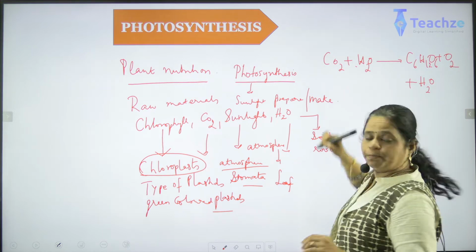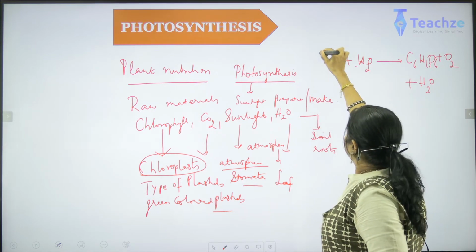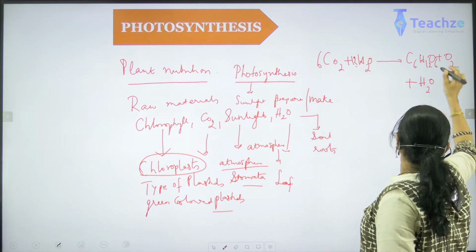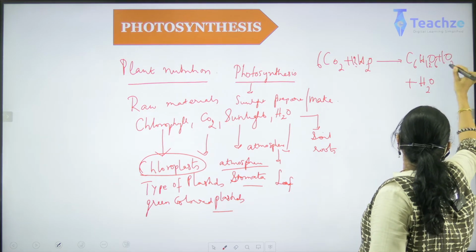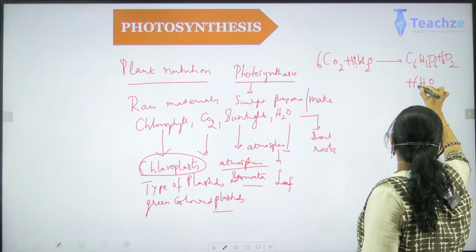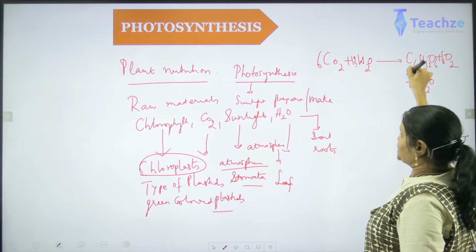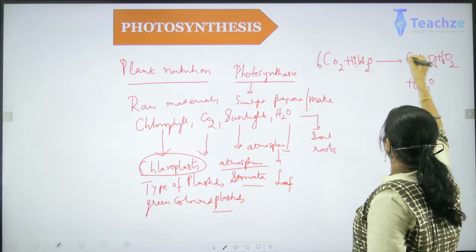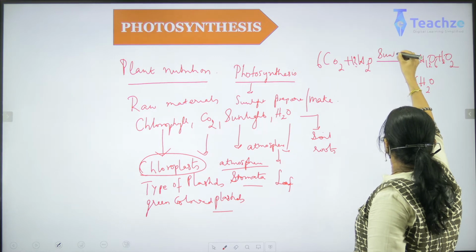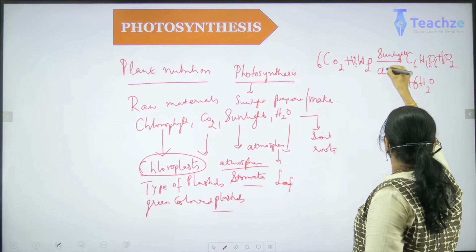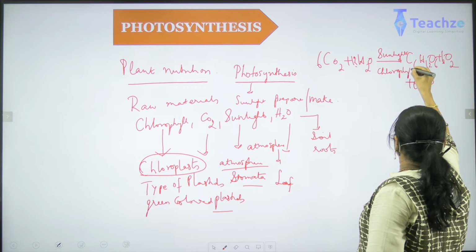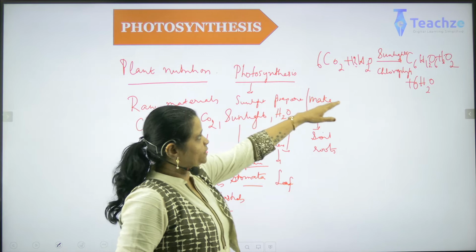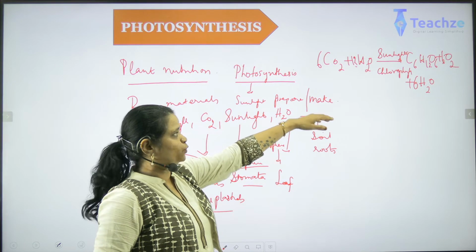Now if you want to balance this equation, we will just balance this. It is 6 CO2 plus 12 H2O, then 6 O2 and 6 H2O. The equation should always show the raw materials we are looking at here, so we will write sunlight and chlorophyll. So this will be your equation: 6 CO2 plus 12 H2O in the presence of sunlight and chlorophyll.